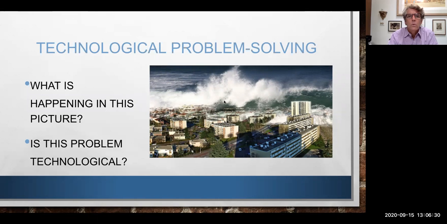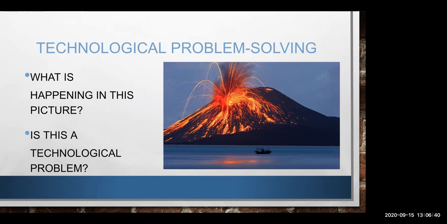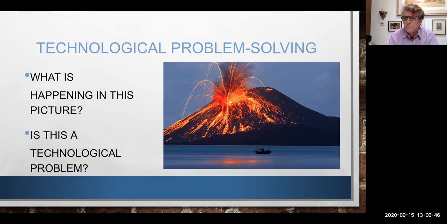So let's go to the next one. What's happening in this picture? Is it a technological problem? Natural. Come on, be brave. Somebody had the right answer. Natural.